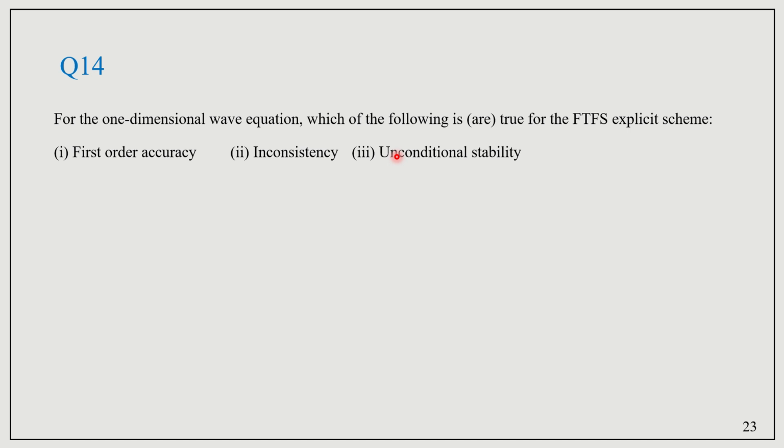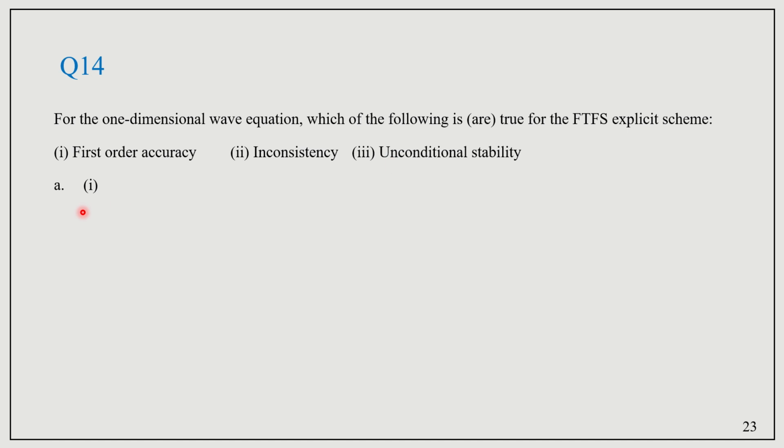For a one-dimensional wave equation, which of the following is true for the FTFS explicit scheme? It is first order accurate, it is true. Second one, it is inconsistency, it is false because it is consistent, because with reduction in time and space grids, we will be approaching the original solution of the PDE. And third one, it is unconditional stability. Like it is conditionally stable, so the third statement is also false.